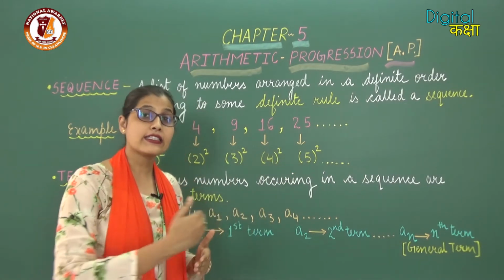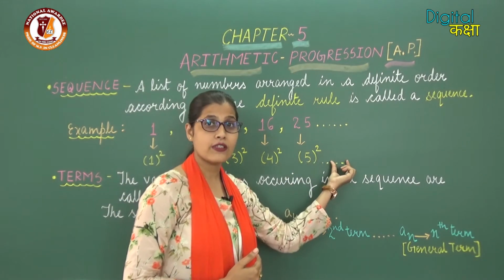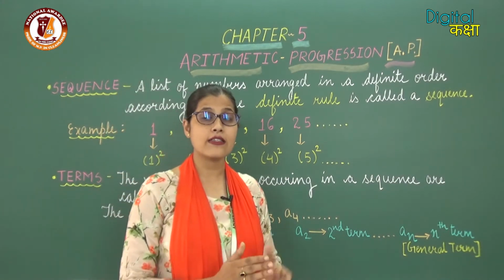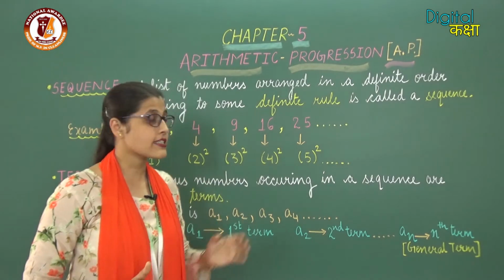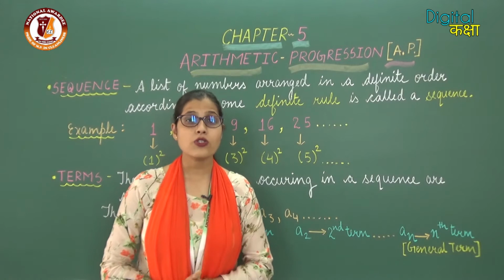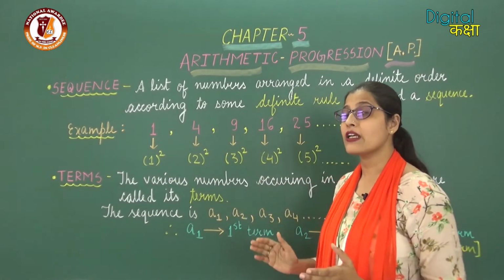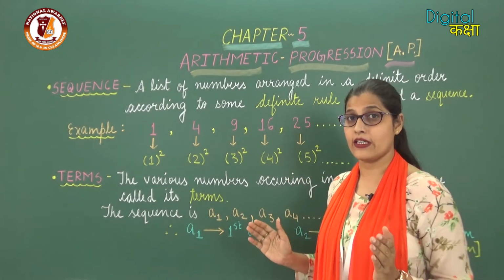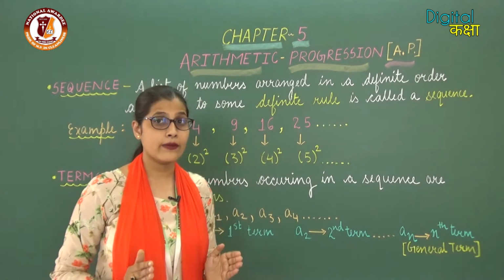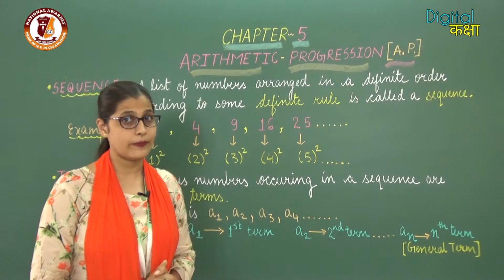I can extend the sequence by adding the numbers after 5, which means that if I write the square of 6, I will get my next number in the sequence as 36. So, as you can see, it is following a definite rule, which means that the sequence is formed by the square of the numbers in a particular order.